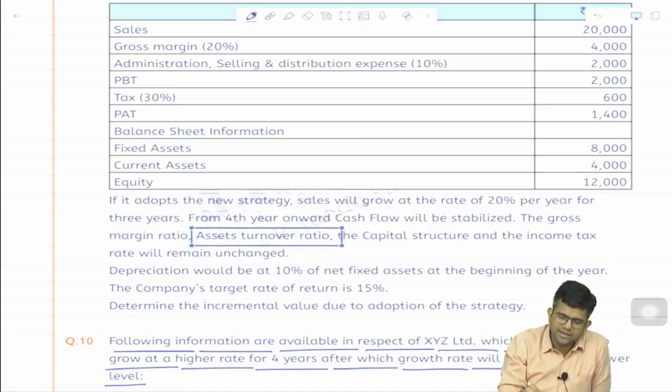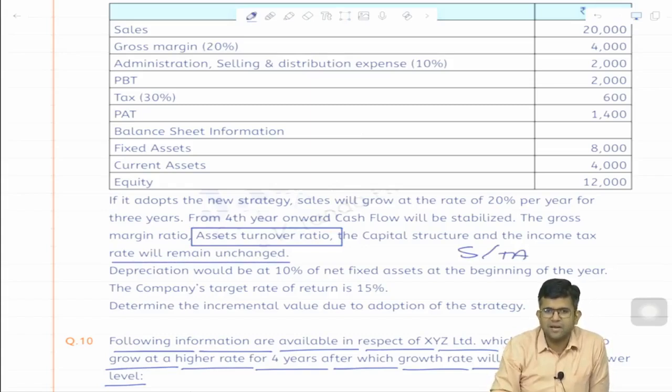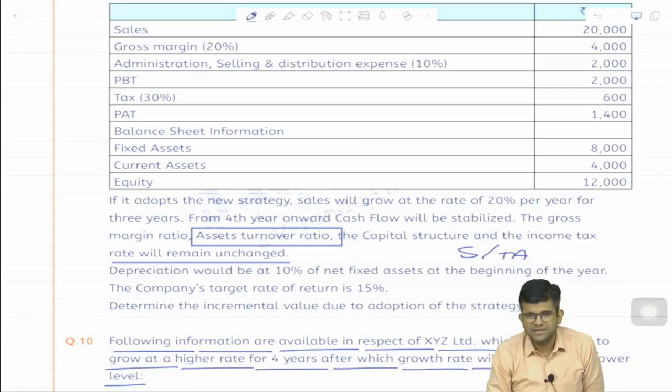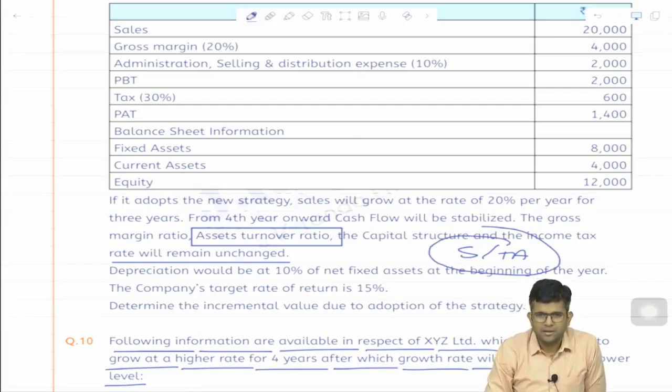They are saying that asset turnover will remain unchanged. Okay, what is asset turnover? Sales upon total assets, they are saying, will remain unchanged. That means if sales increase and this ratio has to be kept constant, the asset value is also increasing. I hope everybody is following. Did you understand what I told you?